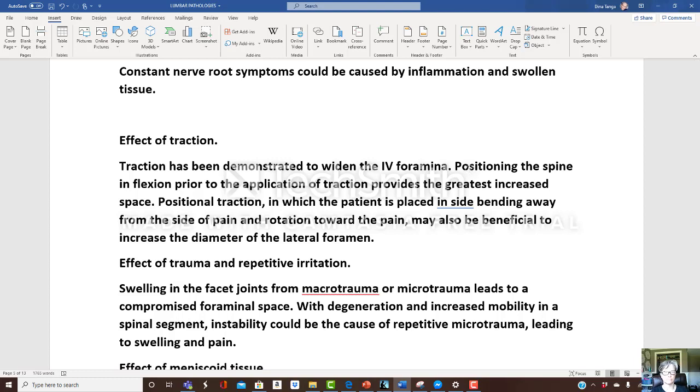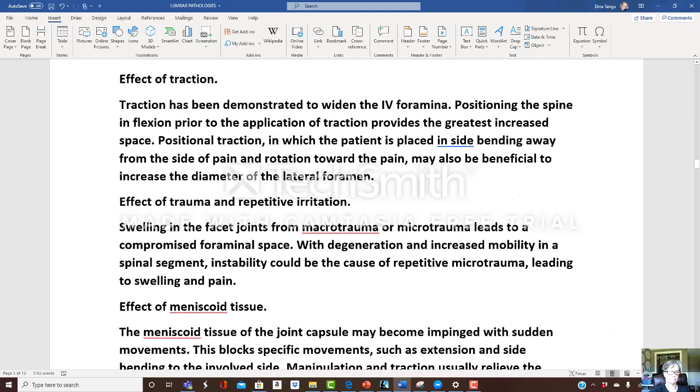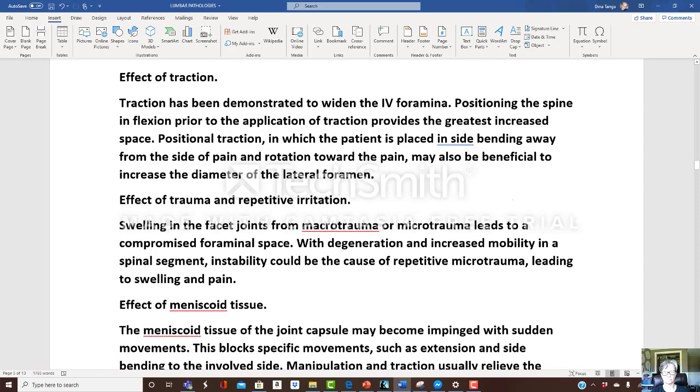Constant nerve root symptoms could be caused by inflammation and swollen tissue. Effective traction: traction has been demonstrated to widen the intervertebral foramina. Positioning the spine in flexion prior to the application of traction provides the greatest increased space. Positional traction, in which the patient is placed in side bending away from the side of pain and rotation toward the pain, may also be beneficial to increase the diameter of the lateral foramen.